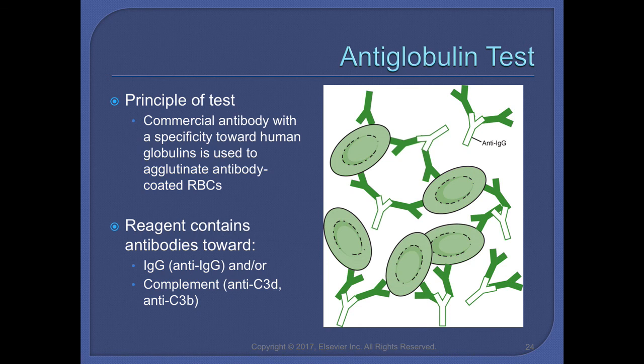The anti-globulin test detects IgG molecules and complement protein molecules that have attached to or sensitized red cells but have not resulted in a visible agglutination reaction. The reagents contain antibody towards IgG, or anti-IgG, and/or complement. So it would have anti-C3d or anti-C3b.